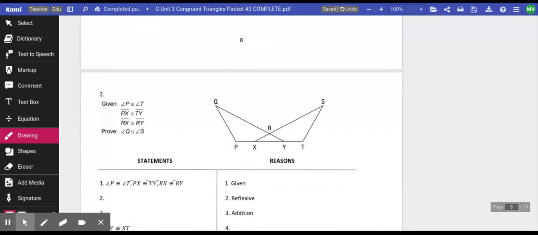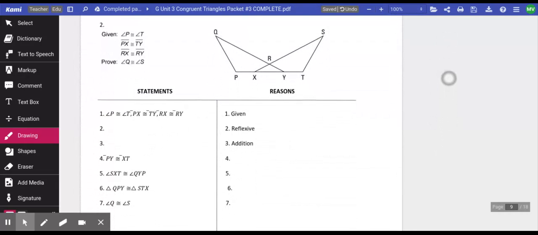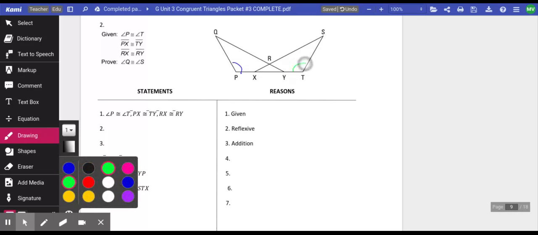Next proof. So here, I know that angle P is congruent to angle T. And actually, let me do two different colors there. Blue congruent to green. And I know PX is congruent to TY. So there's TY, there's PX. And I know that RX is congruent to RY.